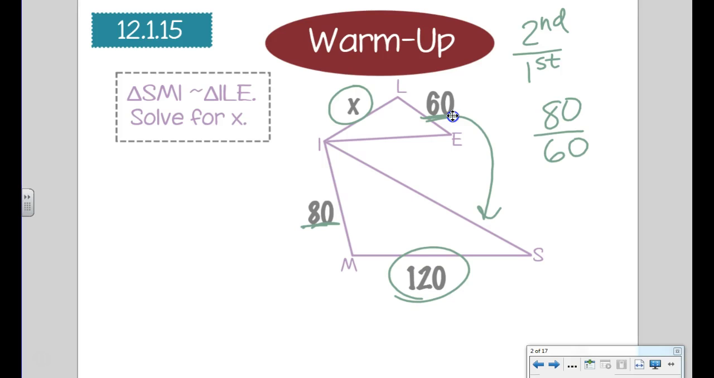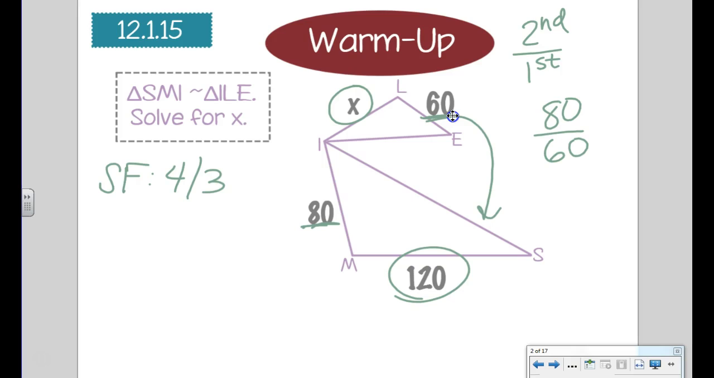80 divided by 60, math, enter. You'll look at your calculator to replace it. 80 divided by 60, math, enter. What is it? 4/3. The shape is getting larger, so the scale factor should be greater than 1, and it is greater than 1. So the scale factor is 4/3, and now we need to find X.